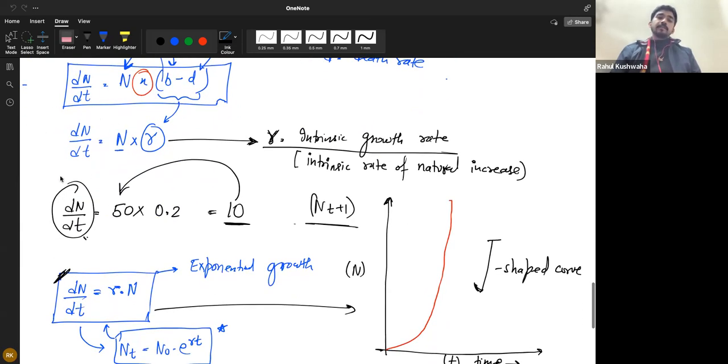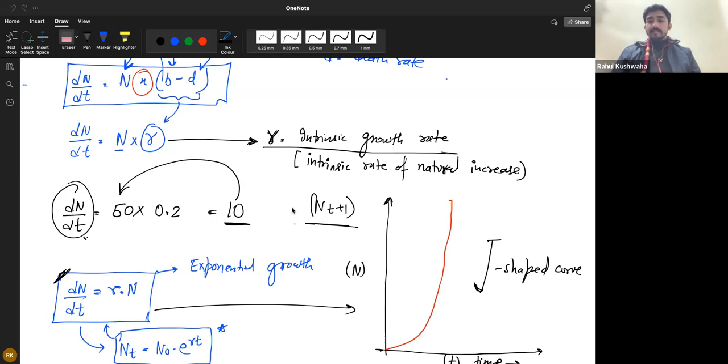So dN by dt tells us the change in the population. And to find the actual population in the next generation, or at the next time point, we have to add it back to the initial population, right? So we find dN by dt to be 10. This 10 is change: plus 10 is addition of 10 more individuals, minus 10 is subtraction. Whatever this value is, we have to add or subtract it from the initial population, and then we get Nt plus 1. This is the indirect way to find Nt plus 1.